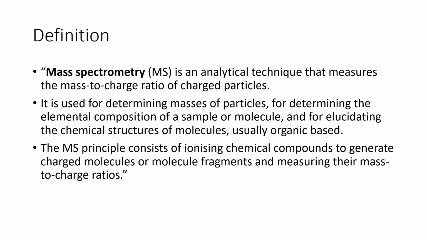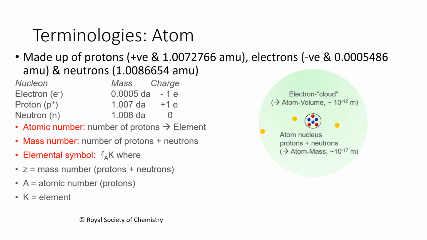So as said previously, the mass spec principle consists of ionizing chemical compounds to generate charged molecules. So the chemical compound is ionized. A neutral chemical compound is firstly ionized, and after the ionization, a charged molecule is obtained. Then these molecules are now broken down into fragments, and these fragments are also ions. So the mass to charge ratios of these fragments are measured, and also the mass to charge ratio of the charged molecules are equally measured.